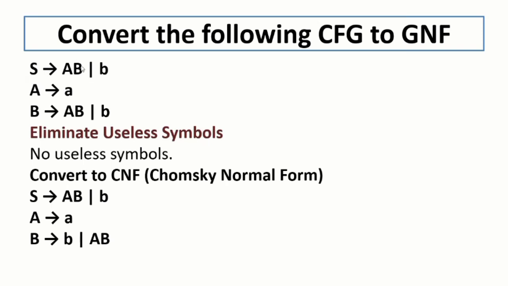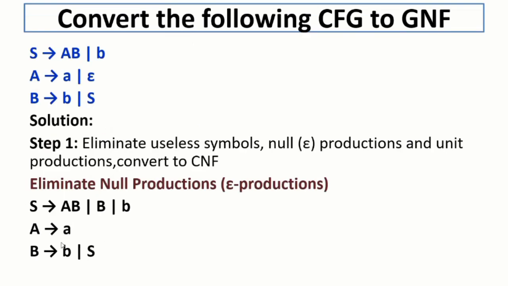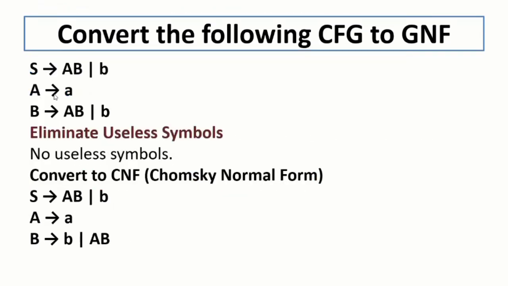Now the final productions are S tends to non-terminal symbols A B or terminal symbol b. Next, A tends to terminal symbol a. Here you write A tends to terminal symbol a. Then the last production is B tends to non-terminal symbols A B or terminal symbol b.